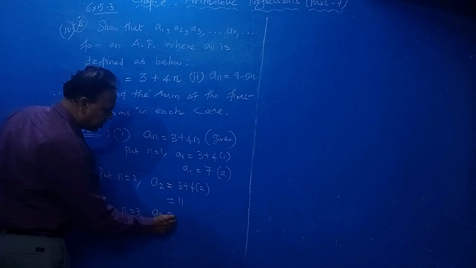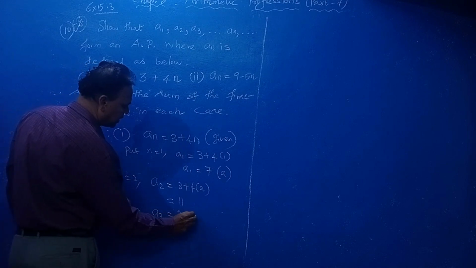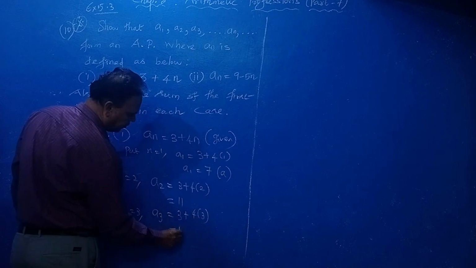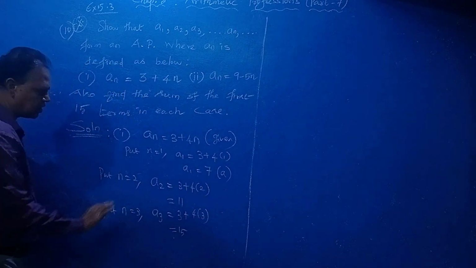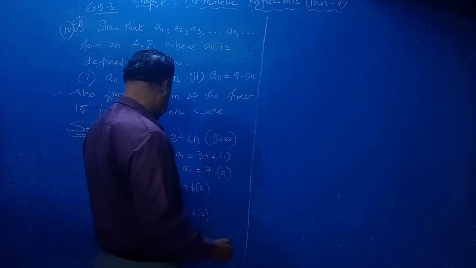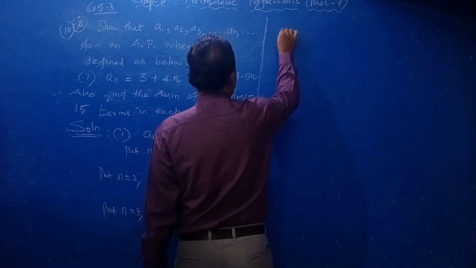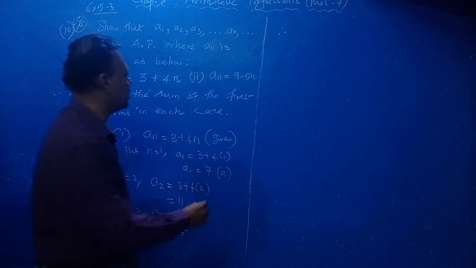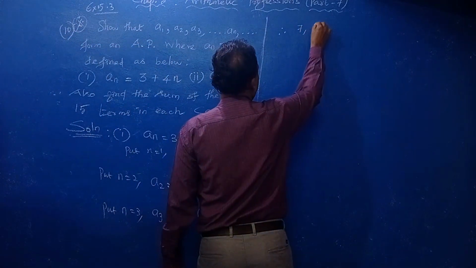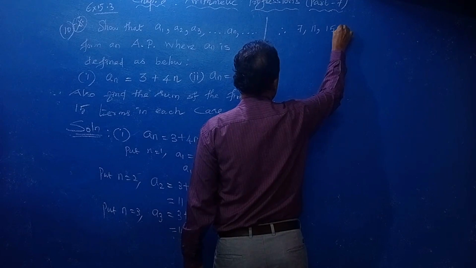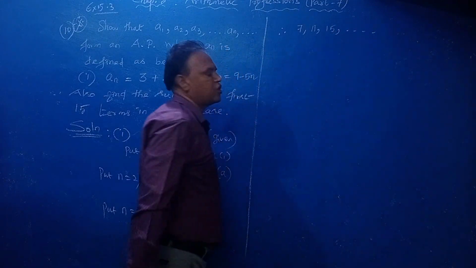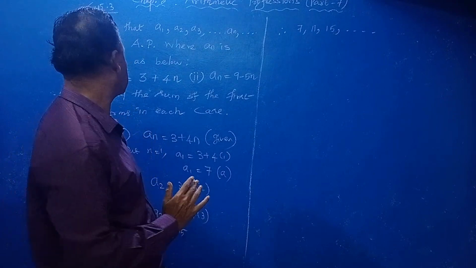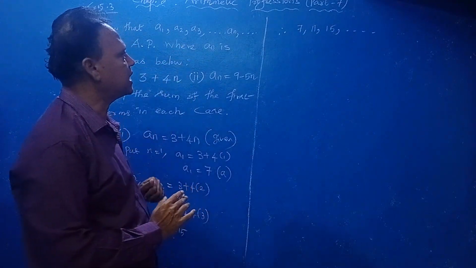Now put n equal to 3. A3 you will get. A3 equals how much? 3 plus 4 into 3. That is 12. So 15 you will get. So find the first 3 terms, then easily you can check. Therefore the first terms are 7, 11, 15. 7, 11, 15 is a sequence. Now you have to check whether it is an AP or not, because the question asks you to show that it is an AP.